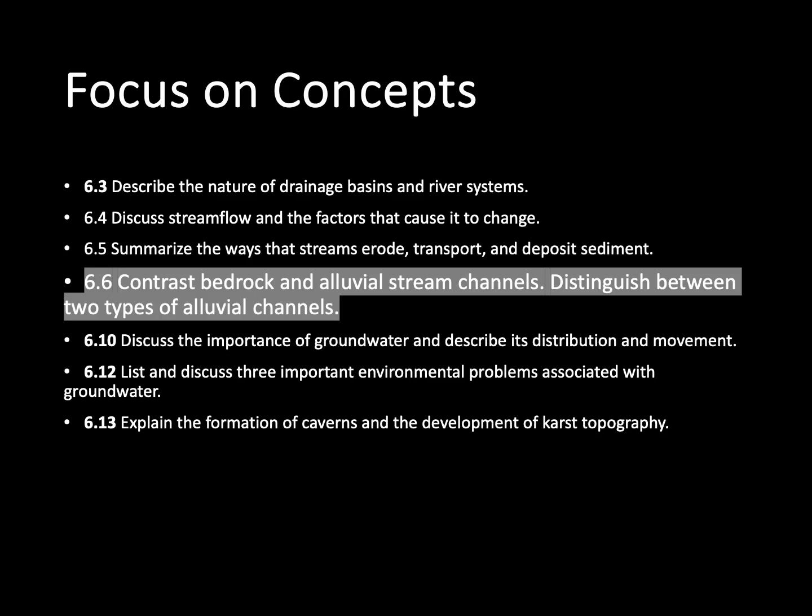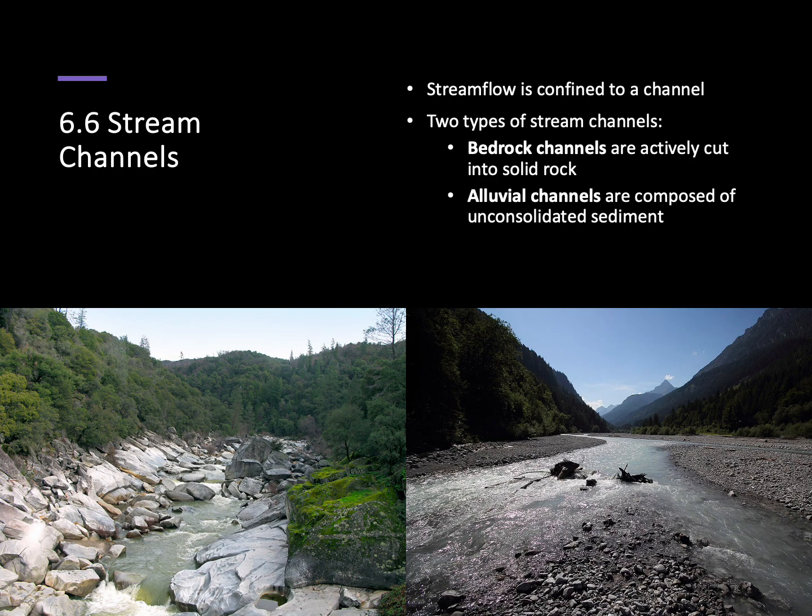This video is going to focus on the different types of stream channels that we find. And a stream channel is just what kind of material makes up the bottom or the stream bed. For the most part, stream flow, or all of the water and sediment that is moving through the stream, is confined to the channel. And the two major types of stream channels are going to be dependent on what kind of material makes up the bottom of the stream.